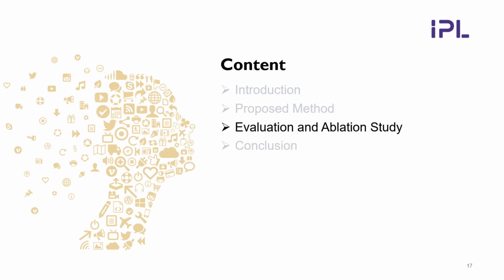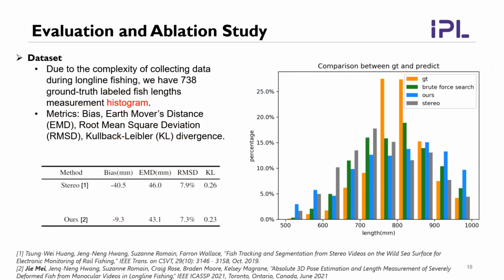Next is evaluation and ablation study. Due to the complexity of collecting data during longline fishing, we have 738 ground truth labeled fish length measurements histogram. We use 4 metrics: bias, EMD/RMSD, and KL divergence, to measure the difference between the ground truth histogram and the predicted histogram. For all metrics, lower value means better performance. Compared with the stereo method, our method is better in all metrics.